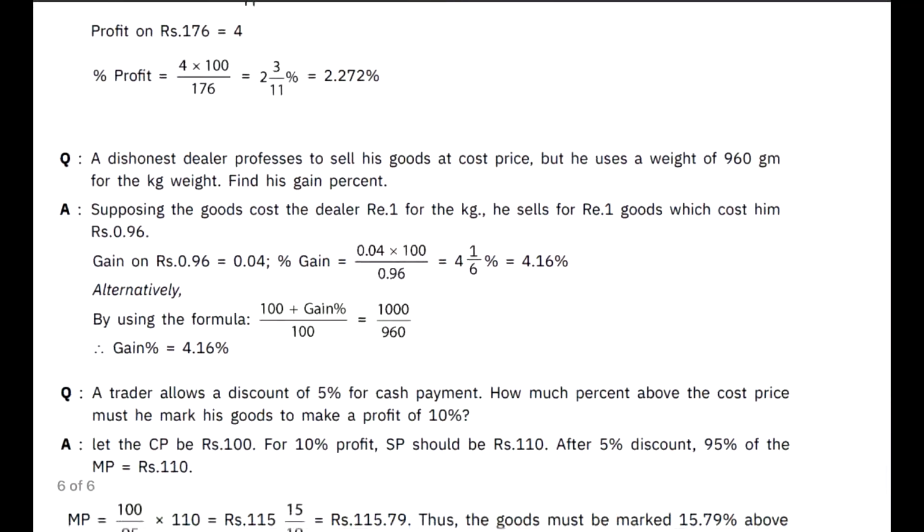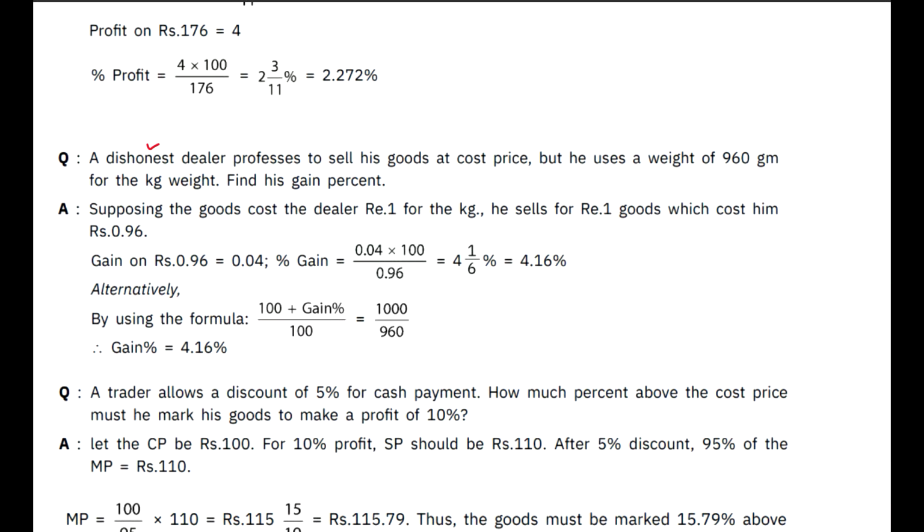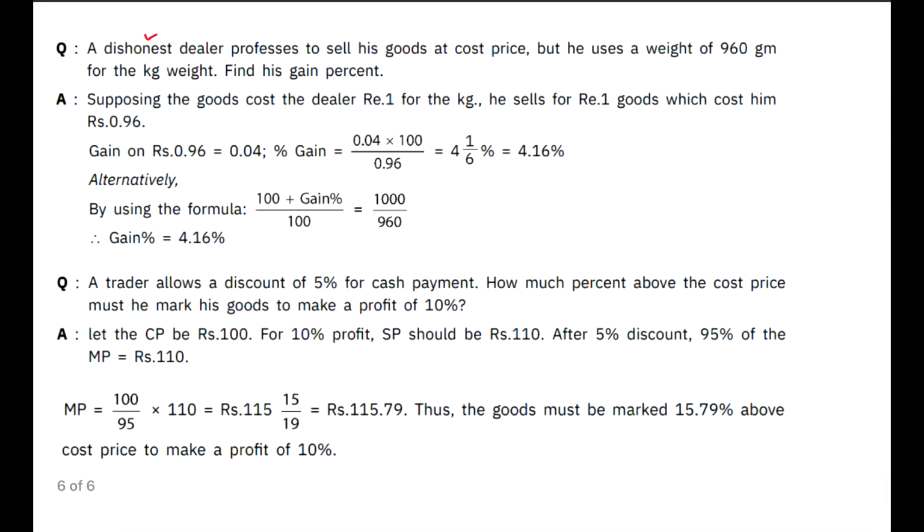Let's check the first question over here. A dishonest dealer professes to sell his goods at the cost price, but his weight is actually giving 960 grams instead of 1000 grams. So what am I doing? I'm directly doing true weight divided by false weight, which will give me the value of the gain percentage, which is 4.16. A very quick way of getting the answer.